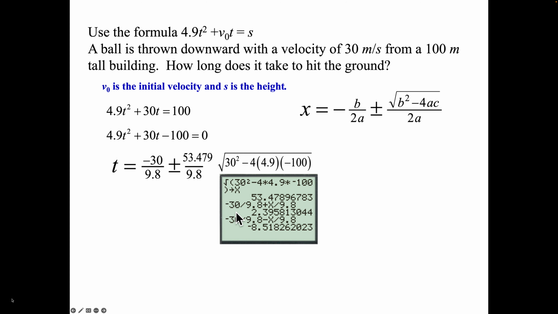And then negative 30 over 9.8 minus, that will give us a negative answer. So let's just add them together. Negative 30 divided by 9.8 plus, and what I did is I took this answer, stored it for x, over 9.8, so the first one's 2.395. Can't have a negative time, so time is approximately 2.4. Again, we'll round it to wherever the direction tells us to round.